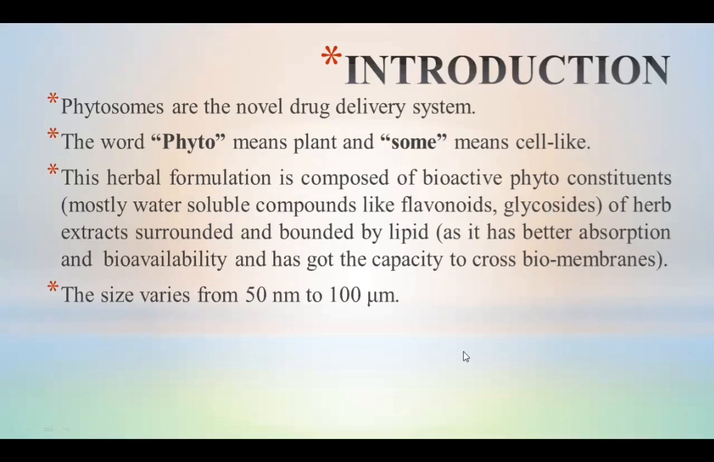Plants and their parts are widely used for the preparation of dosage forms, and their chemical constituents are also used in developing dosage forms and are incorporated in various dosage forms. So the modern era dosage form is the phytosome. Phytosomes are a novel drug delivery system. The word phyto means plant and some means cell-like.